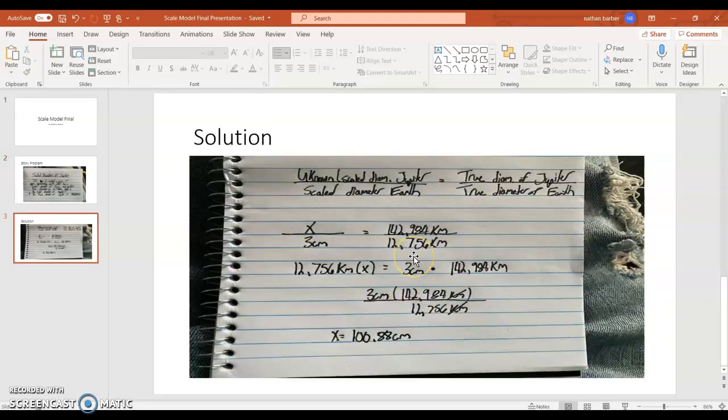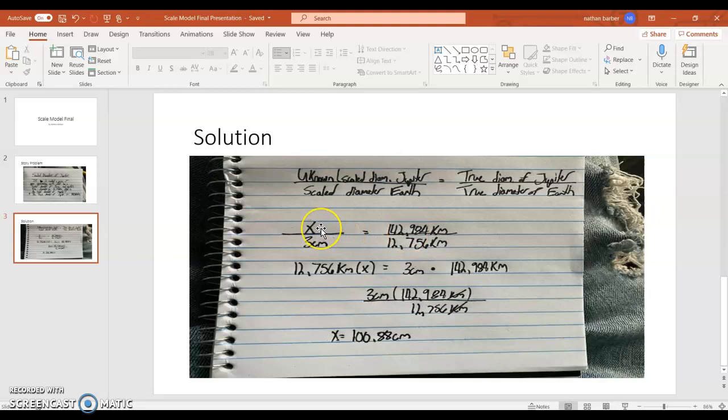So this is the solution right here. So this is how you want to set the equation up. You want to do the scale diameter of Jupiter over the scale diameter of Earth, but we don't know the scale diameter of Jupiter, so that's going to be our x, and then that's going to be equal to the true diameter of Jupiter divided by the true diameter of Earth. So this is how I set the equation up.